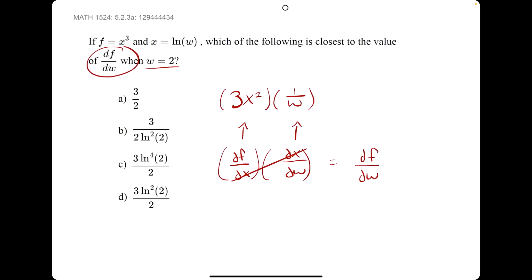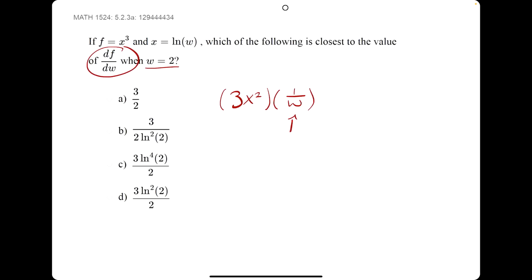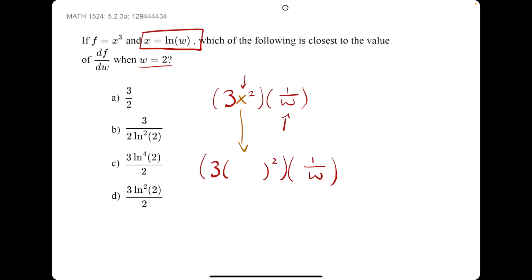Now we just need to plug in w equals 2. So we could plug in 2 here, but we can't plug in 2 here for x. So what do we do? Well, x is equal to ln of w. So what we do is, in place of x, we plug in ln of w. So we substitute something in that is in terms of w in place of x. And now that allows us to plug in 2 here and here. So when we do that, we get this.